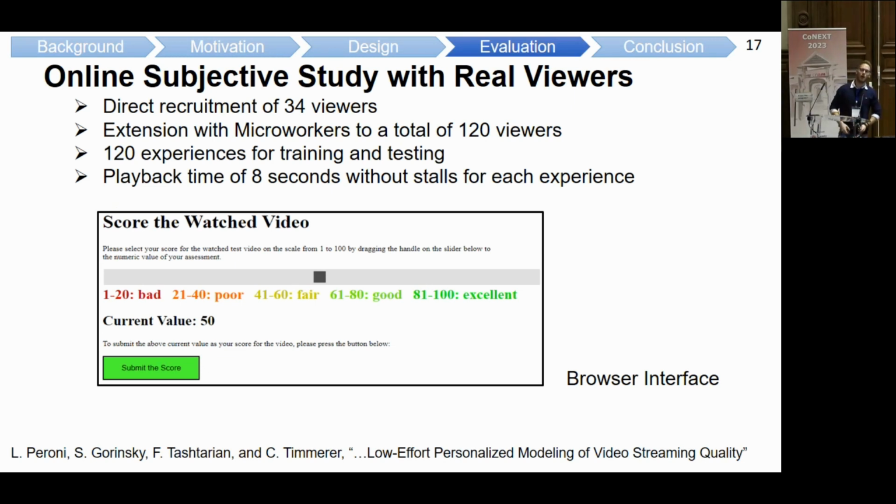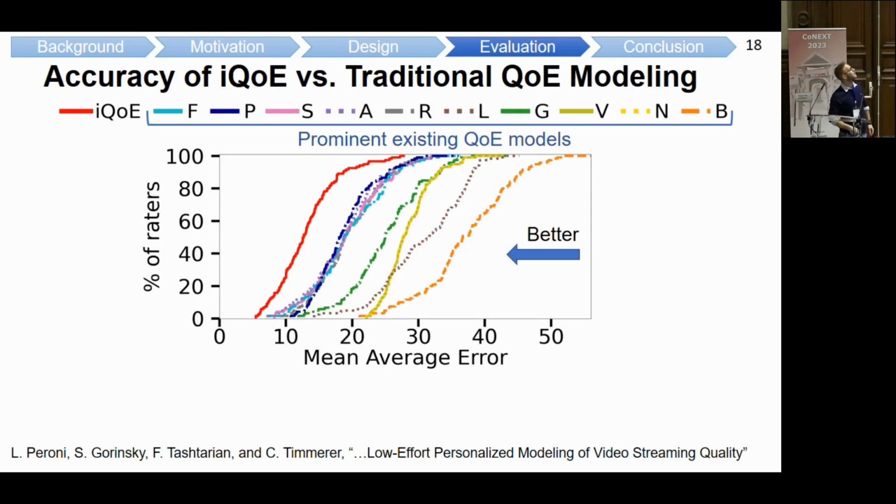So what do we evaluate? Well, we compare the accuracy of IQE against traditional QE modeling. More specifically, we compare IQE against 10 prominent QE models that span different possible designs. So we go from exponential functions to logarithmic to deep learning ones. For example, the B model, the one that we call B here, is very popular in ABR video streaming settings because it's used by Pensieve or MPC.